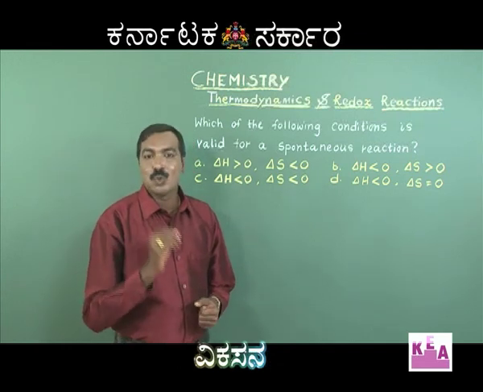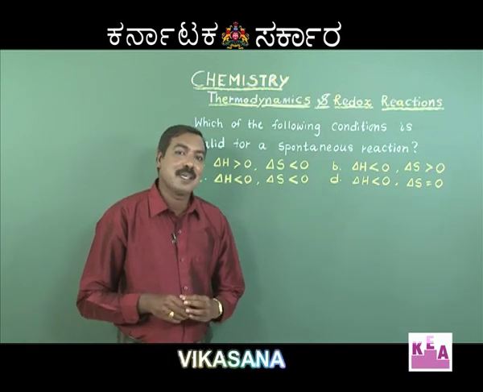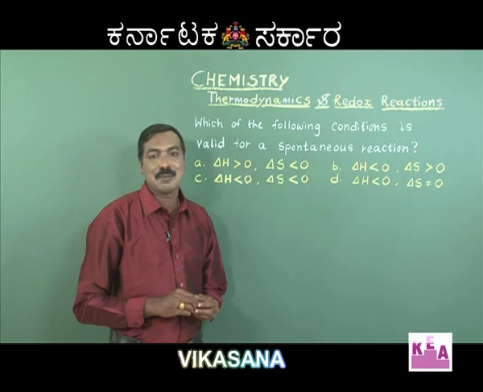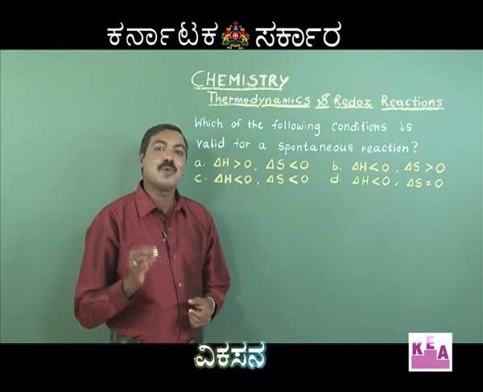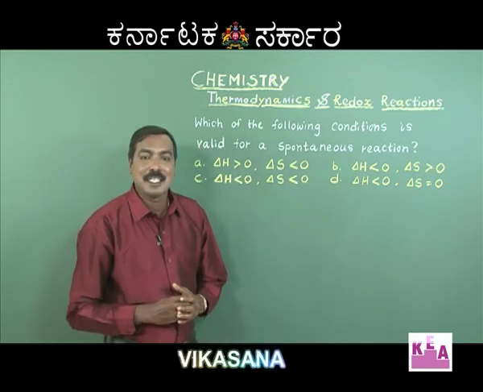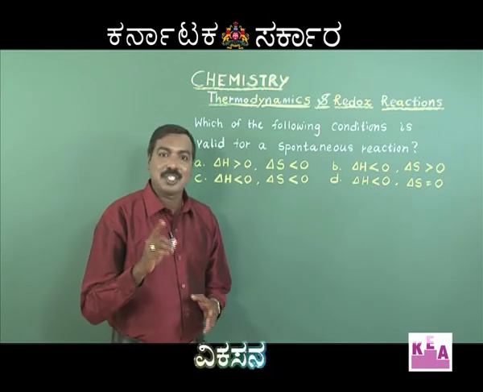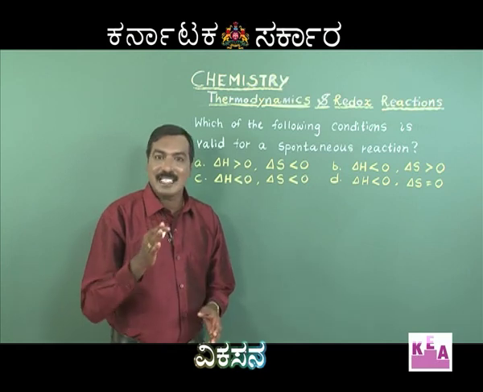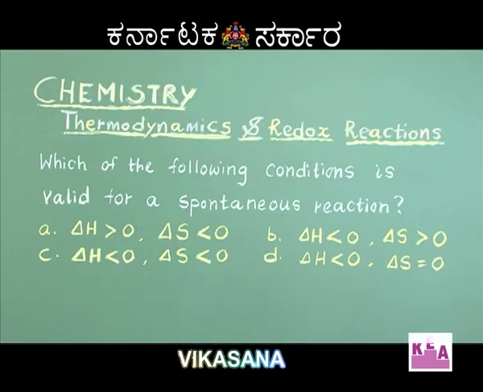I mentioned these two terms, entropy and free energy. What is entropy? Entropy is the randomness of a system, the disorderness of a system, while free energy is the amount of energy available to do useful work. So quickly summarizing, conditions necessary for a spontaneous reaction: delta H should be negative, delta S should be positive, delta G should be negative. Now here it's connected only with delta H and delta S. Let's look into the options.